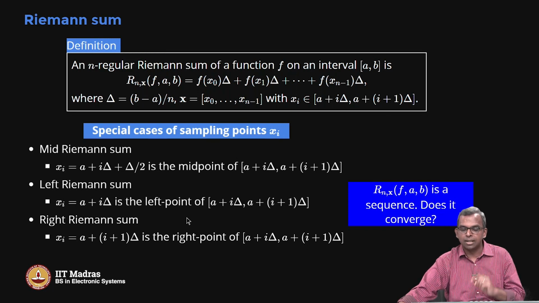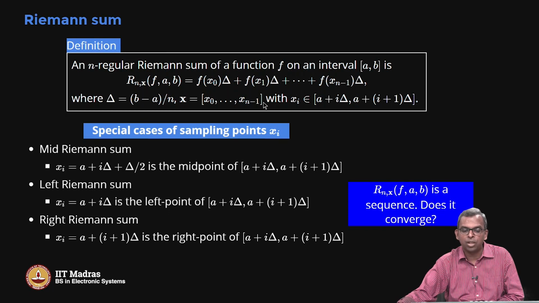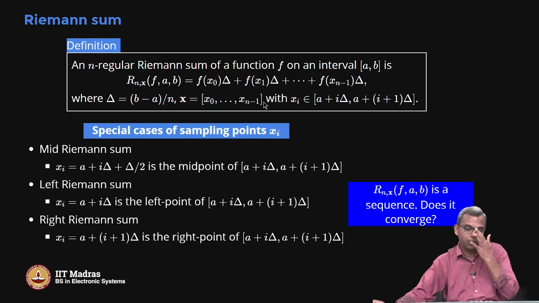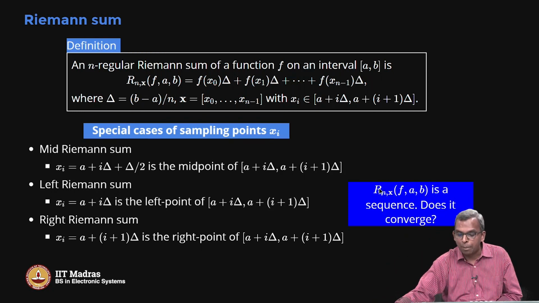Now the crucial thing is this R_n^x of f, a, b is a sequence in n. As I increase n, f and a and b are fixed, but this vector x will vary. Sampling points will vary as I increase n. When I increase n, the number of parts become larger, so the number of sample points will become larger. But for each n, this is just a number, R_n^x of f, a, b, and so you get a sequence.